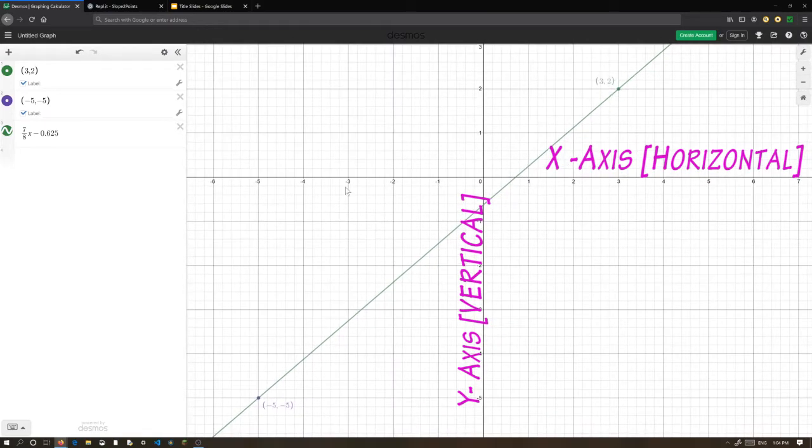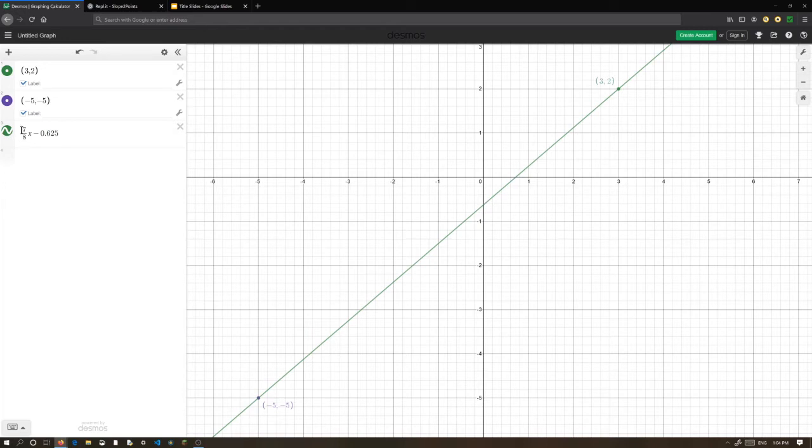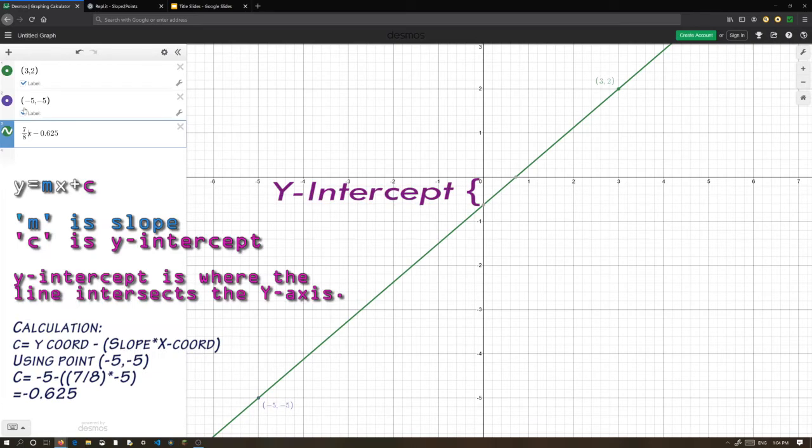And so when I was showing you the equation for the line, there was the slope, and then there was this pesky little -0.625 at the end. And today, I will be explaining how I got that number. The first thing is that I multiplied 7/8 times -5, and then I got -4.375. I subtracted that from -5, which is the y-coordinate here, and I got -0.625. And that is what I added on to this. So that's how you calculate it.